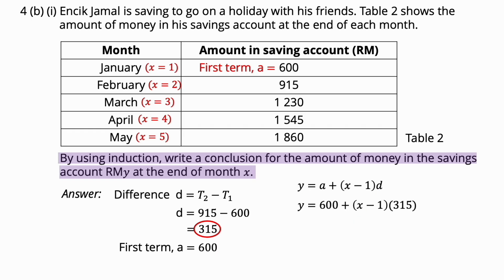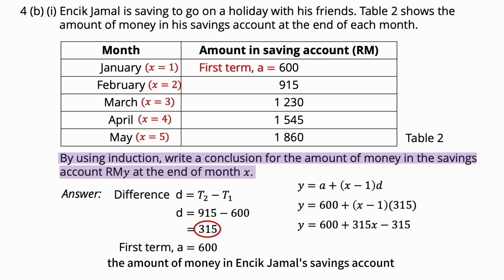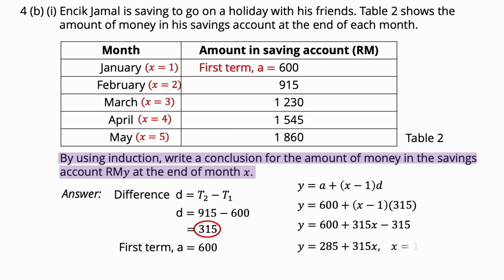y equals 600 plus (x minus 1) times 315. Simplify as y equals 600 plus 315x minus 315. By using induction, the amount of money in Sheikh Jamal's savings account at the end of month x is given by the formula y equals 285 plus 315x, where x equals 1, 2, 3, and so on.